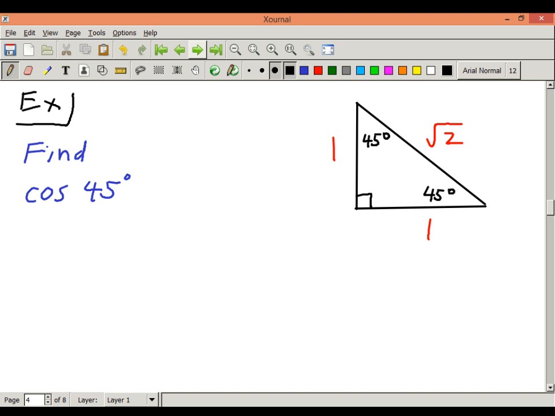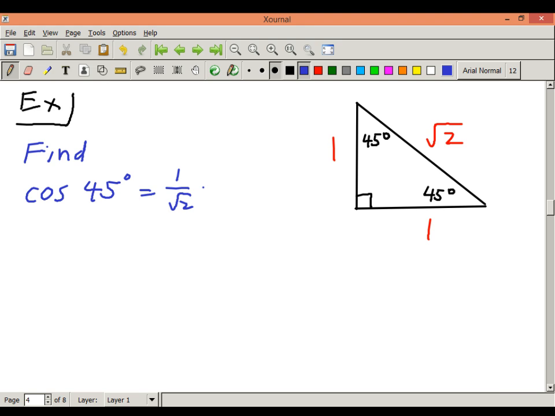Okay, let's do another one like that. Let's take our other good friend, the 45, 45, 90 triangle. You see that there. We're supposed to find the cosine of 45 degrees. You can use either angle really there, because both of those acute angles are 45. So let's just say I use this lower one, this 45 degrees. So I got to remember the cosine of 45 degrees is adjacent leg over hypotenuse. So that'd be the 1 over the square root of 2.